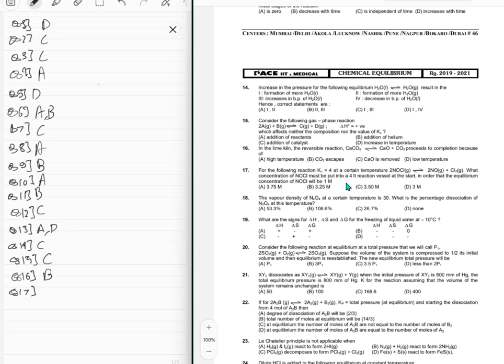So you have NaCl, then you have NO, and you have Cl2. Initially you just have 4. No, you don't know what the concentration is, right? So you know the Kc is 4. Initially the concentration is just C. You don't know what these are, right?